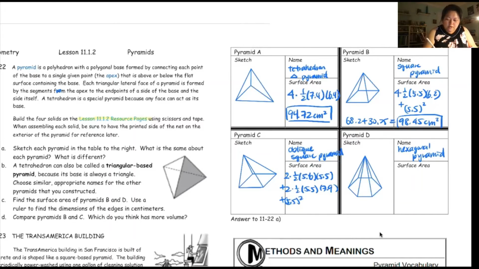Okay, so that gives me, let's use my space here, 2 times 1/2, 5.6 times 5.5. Okay, that's 30.8. And then the other one is 43.45. And then we had the 5.5 squared from the other one, 30.25. So that is a total of, let's see, 30.8, we get a total of 104.5 square centimeters.